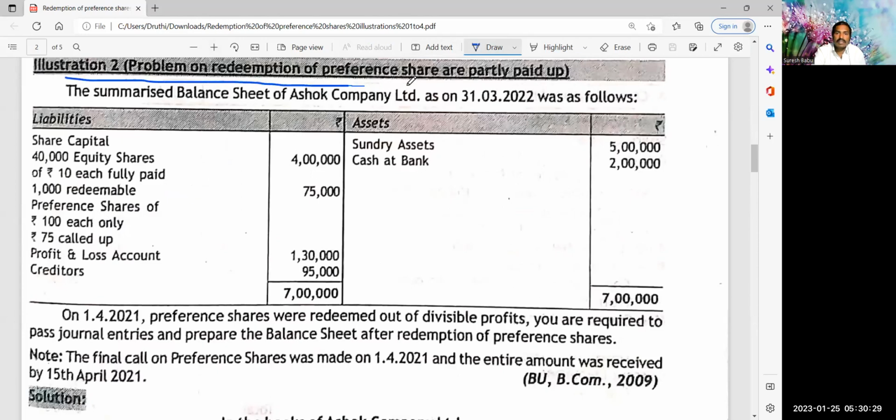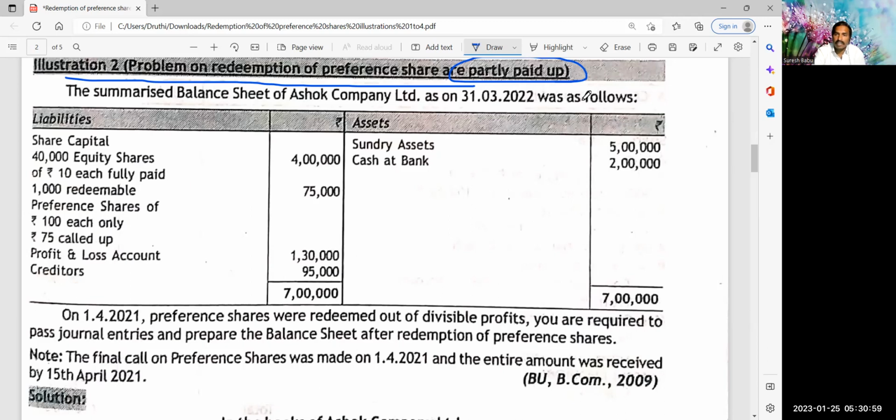Yes, illustration number 2. The instruction is the redemption of preference shares when they are partly paid up. Okay, so partly paid up, you cannot actually repay them. Redemption is not possible. It has to be converted into fully paid. Journal entries to be written. Then the preference share capital along with the premium will be transferred to preference shareholders.